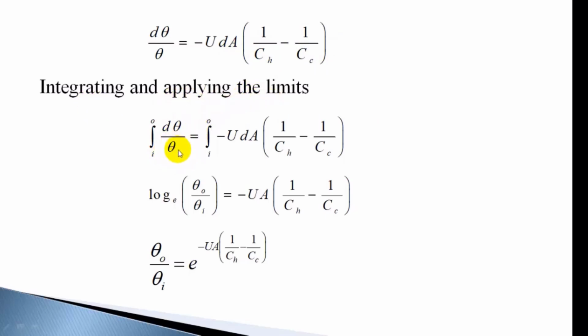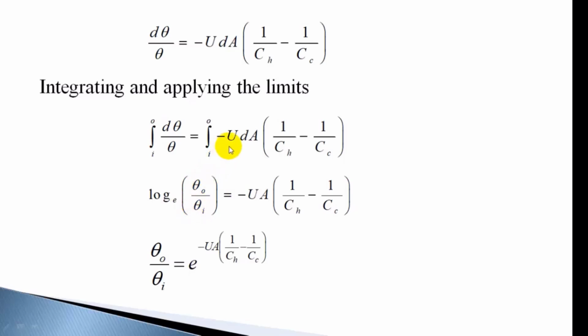integral d theta by theta is equal to integral minus U dA into 1 by Ch minus 1 by Cc. Now integration of 1 by theta is log theta, and when you apply the limits inlet to outlet, you get log theta naught minus log theta I, which can be written as log theta naught by theta I.